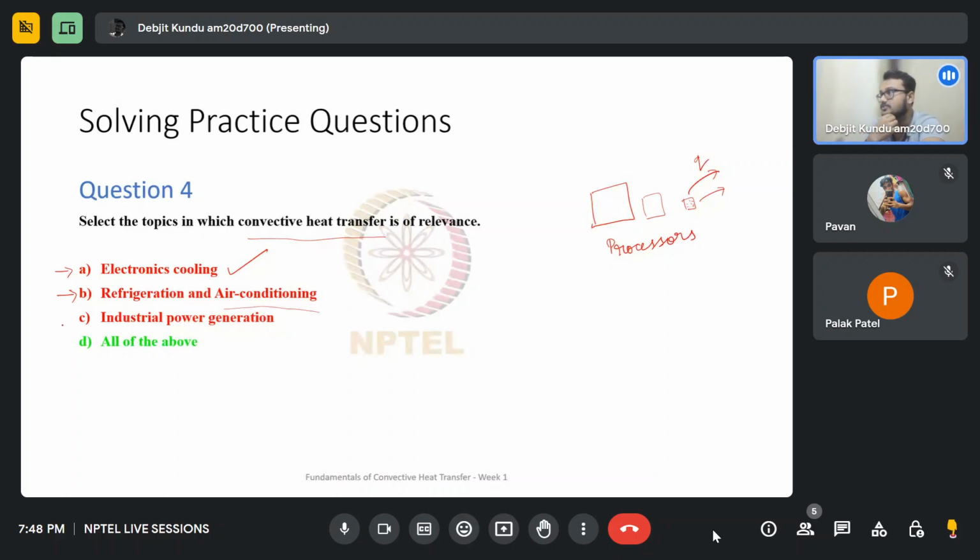Then finally, industrial power generation. We are basically nothing without electrical power, let's face it. So in industrial power generation, at each and every step of power generation, convective heat transfer plays a role.